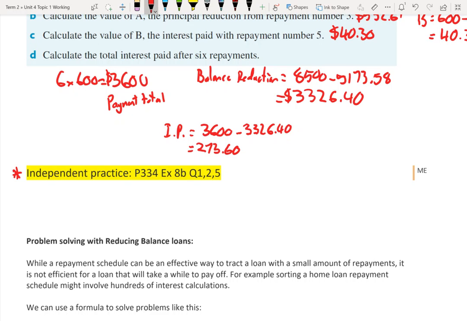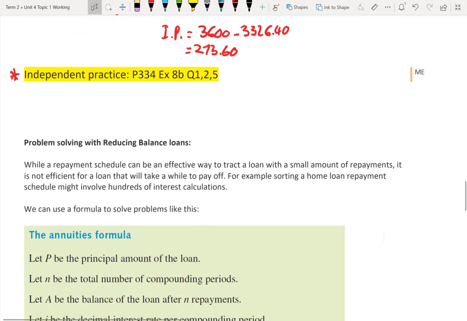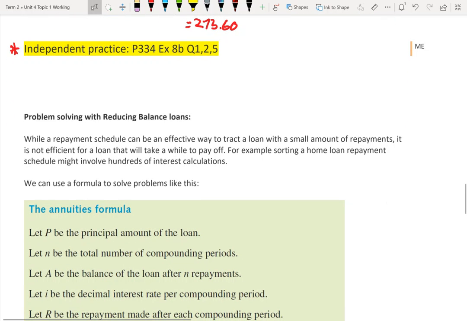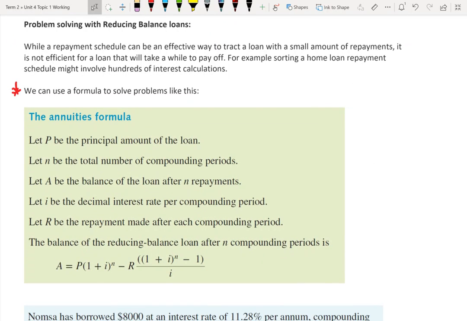And we're back. So we're just going to look at these reducing balance loans and have a bit of a practice at solving problem solving scenarios. So basically we have a formula which is really helpful. These are our variables. P is principal, N is number of compounding periods, A is the balance after N repayments.